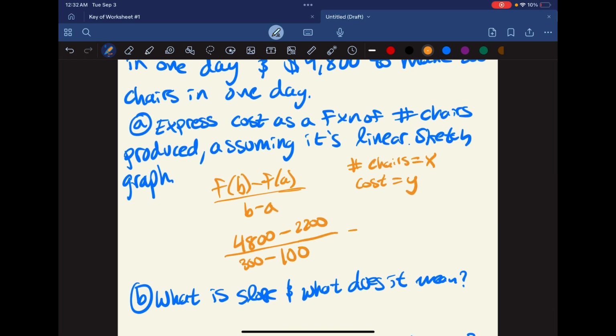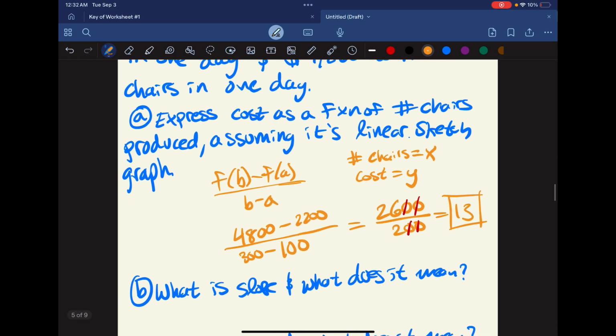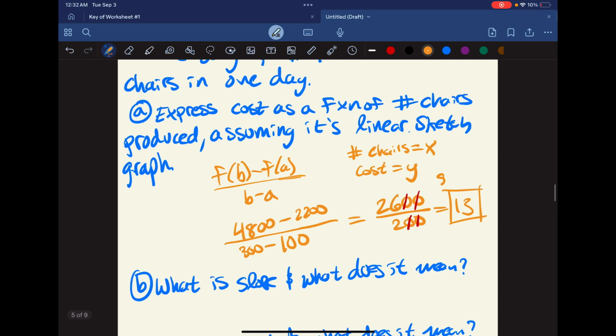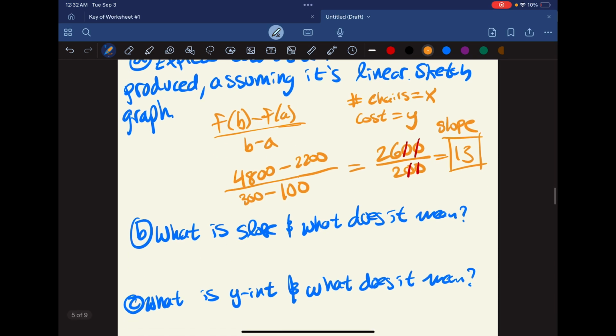So now we're dealing with something like this. We can simplify that, so that's 2,600 all divided by 200. Cancel those zeros out, and so that would be 13, because 26 divided by 2 is 13. So that would be our slope. And here, I guess we'll answer B while we're at it. Slope is 13, and that is the number of dollars per chair.